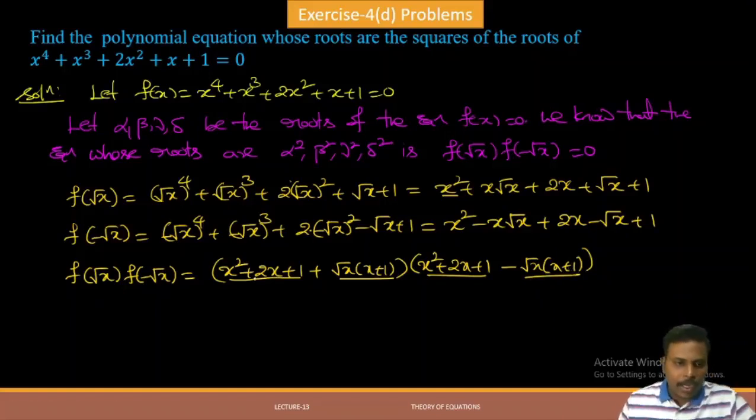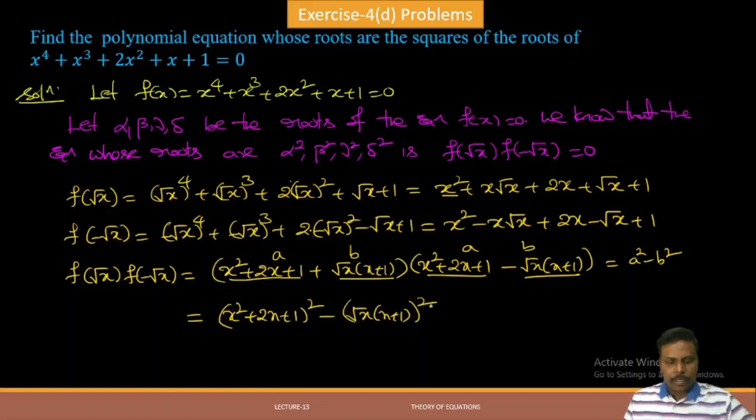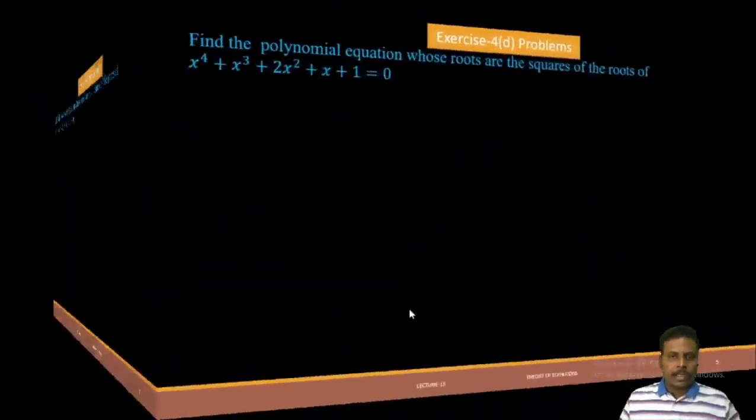Now if you look at this product, it is of the form a plus b, this is a minus b, so this is equal to what? A square minus b square, so that is equal to x square plus 2x plus 1 whole square minus root x into x plus 1 whole square. Let me expand this in the next page.